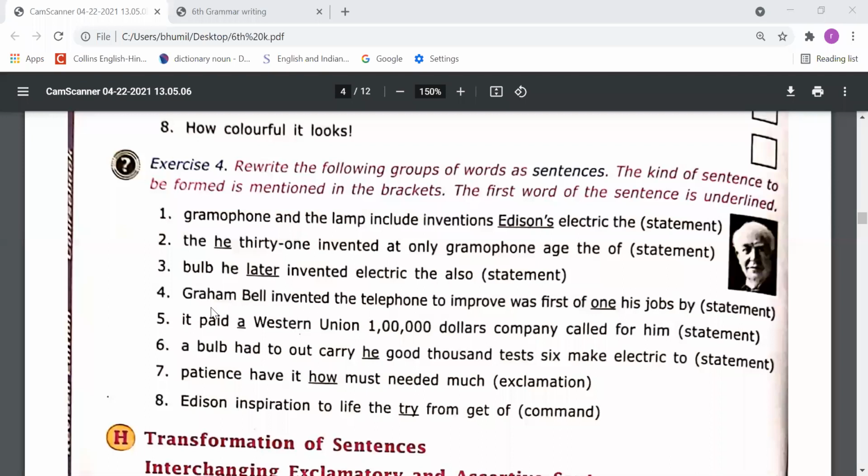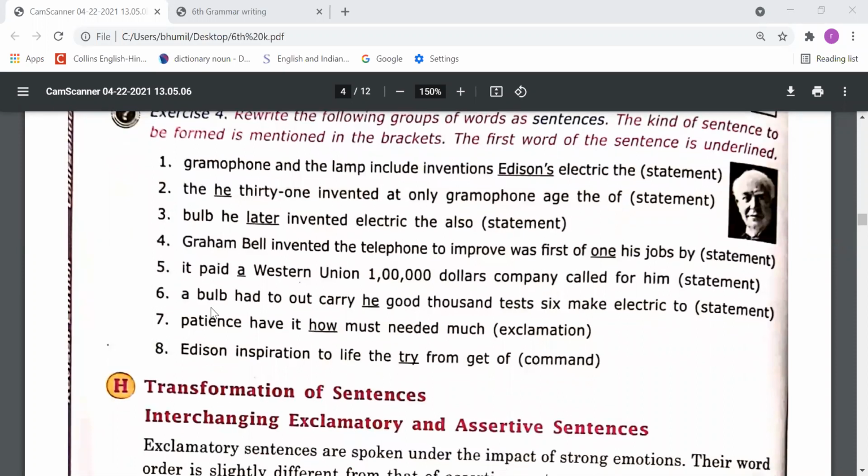In this way, let's read sentence number 4. "Graham Bell invented the telephone to improve was first of one his jobs by." So we can say the sentence: "One of his first jobs was to improve the telephone invented by Graham Bell."